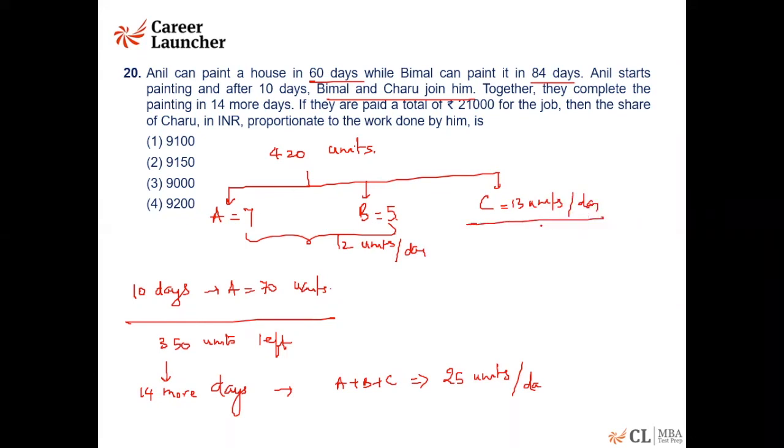If they are paid 21,000 for the job, then the share of Charu is, basically, how many units did Charu do? Charu was doing 13 per day. She worked for 14 days. This must be looked at as a fraction of 420, the total number of units, times 21,000. So this goes 30 times, and this is about 700 times. So the answer to this question is 9100.